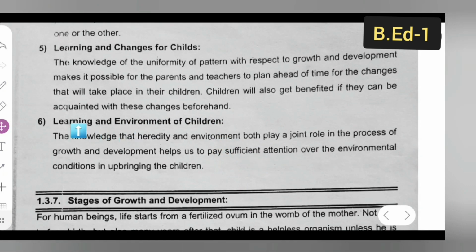Moving towards the next one, learning and environment of children. The knowledge that heredity and environment both play a joint role in the process of growth and development helps us to place sufficient attention on the environmental conditions in upbringing the children.